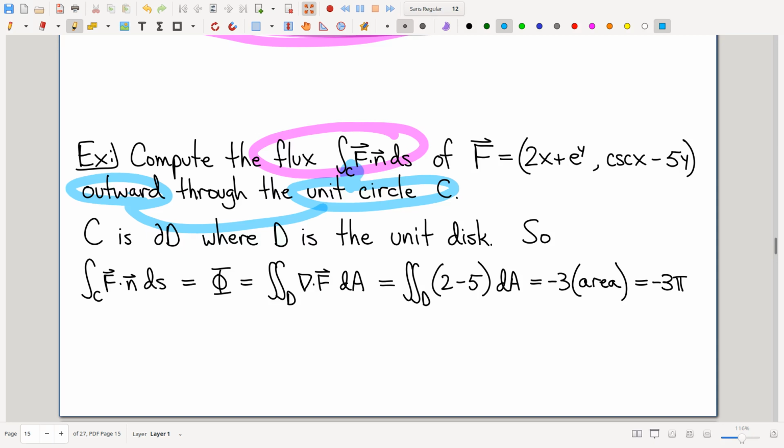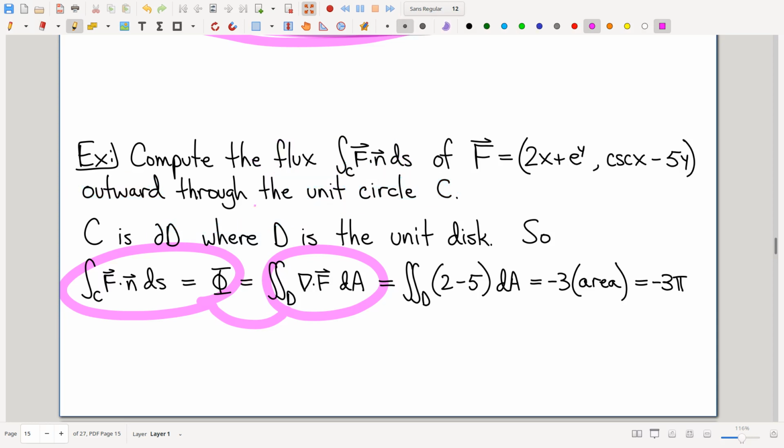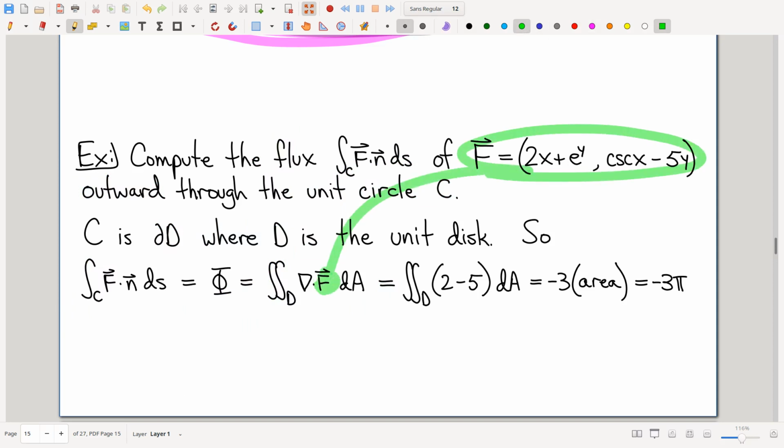So I'm going to compute this exactly as the formula above says. We were asked to compute flux, and we're going to do it with the 2D divergence theorem. In other words, a double integral of divergence. Having realized that, all I've got to do is take my vector field, that vector field, compute divergence.